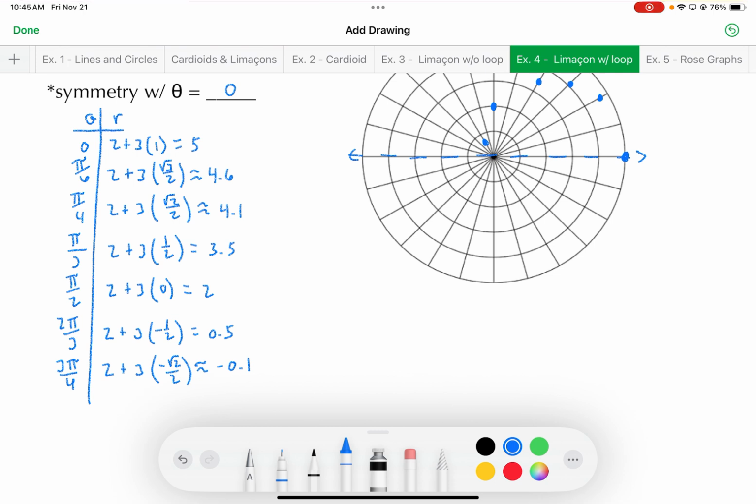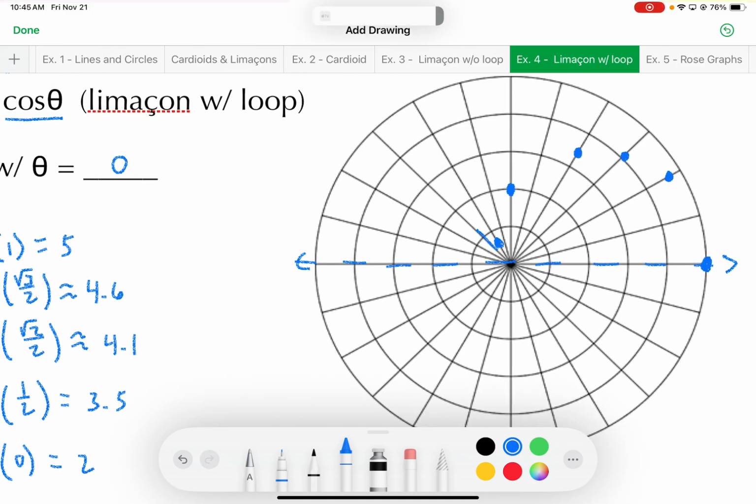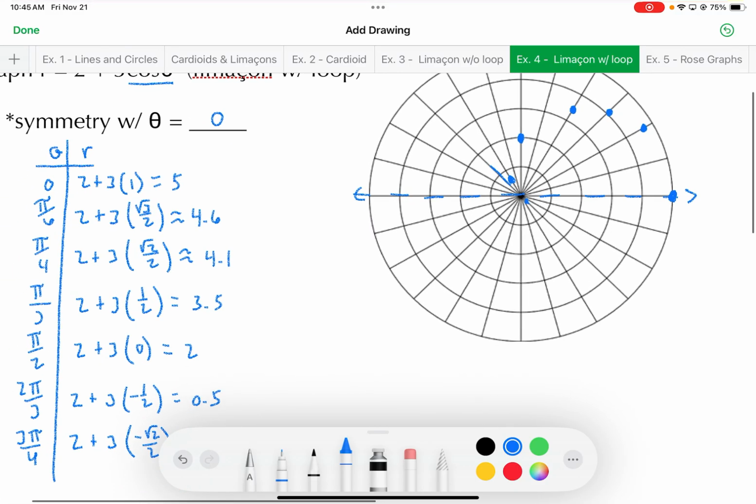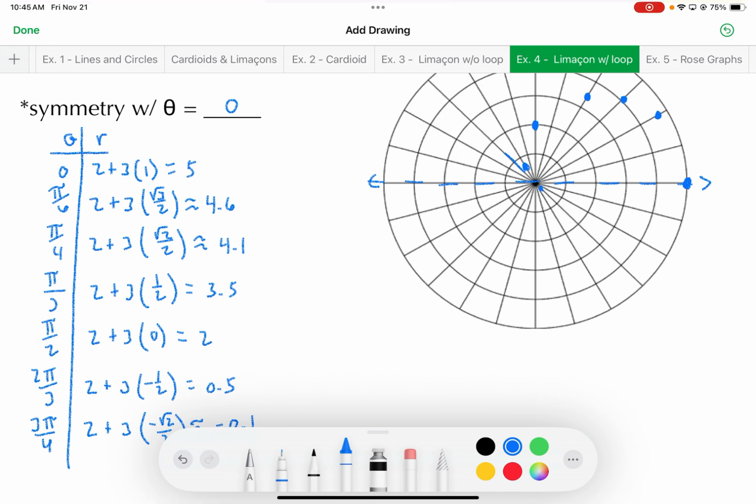Okay, so here I get an r value that is negative. So I think the terminal side of 3 pi over 4, but now if r is negative, I go backwards. And I know it's very hard to plot because it's so close to the pole, but right about here would be where that point is. And that's going to be the start of the loop.